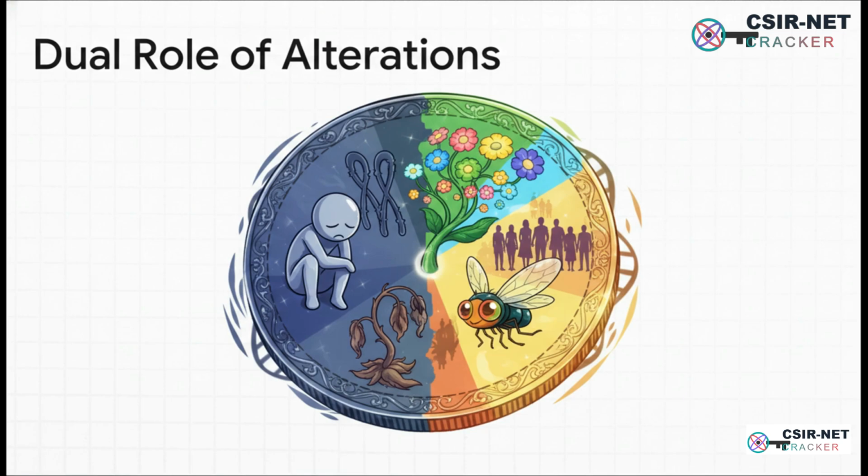A deletion can cause Cri-du-Chat syndrome, but a duplication, another so-called error, provides the raw material for a brand new gene to evolve. The very same recombination that creates healthy diversity can sometimes go wrong. It's really two sides of the same coin. These aren't separate things. They are the messy, unpredictable, and powerful source code of all biological change.